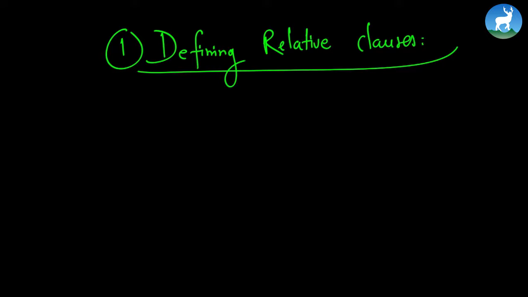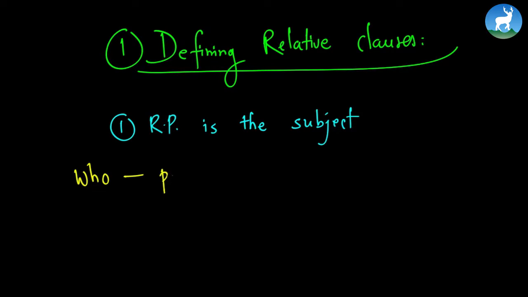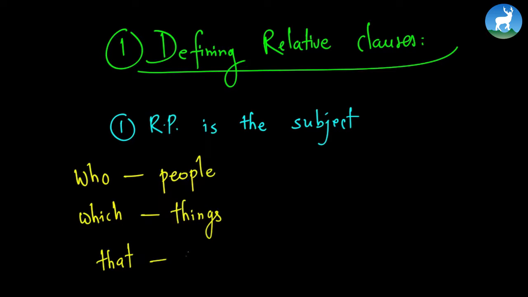Let's start with the defining relative clauses. First, we discuss the condition when the relative pronoun is the subject of a defining relative clause. We can use who, which, or that. We can use who for people, which for things, and that for either people or things. The relative clause can come after the subject or the object of the sentence.